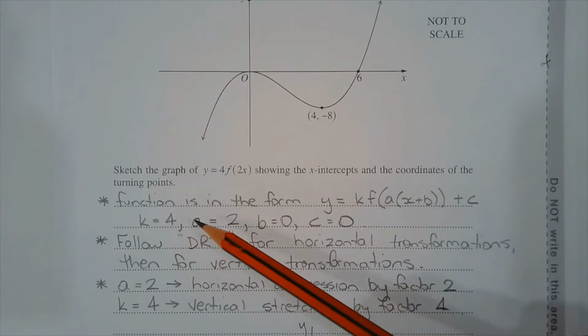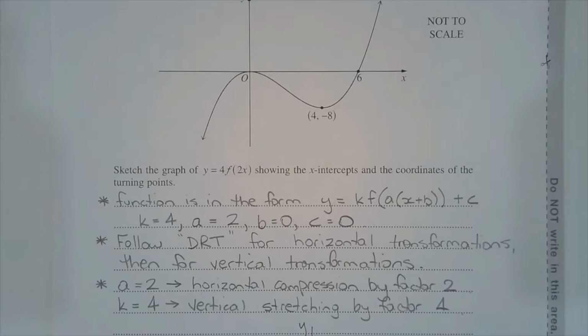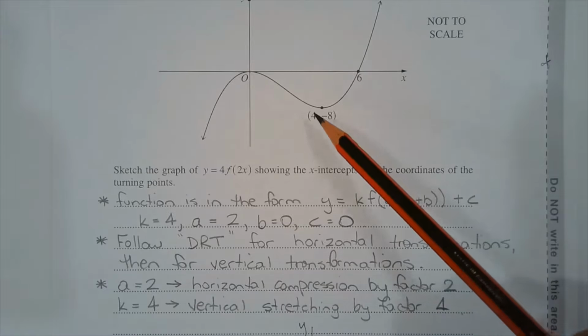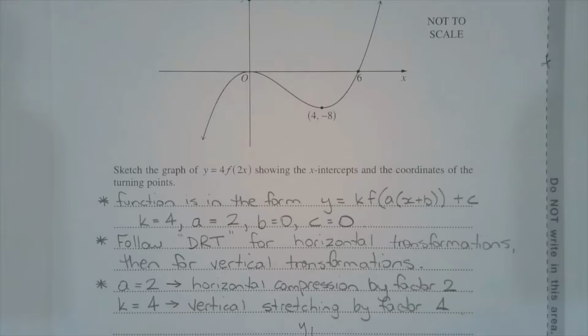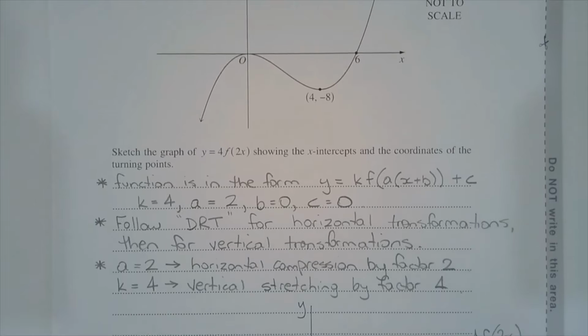Now, k equals 4 and a equals 2 means that there's a vertical dilation and there's a horizontal dilation. Now, a equals 2 implies that there's a horizontal compression by factor 2. And k equals 4 means there's a vertical stretching by factor 4. So when a equals 2 and there's a horizontal compression by factor 2, that means the x coordinates are divided by 2. K equals 4 means that the y coordinate, or any of the y coordinates on the curve, are multiplied by 4.